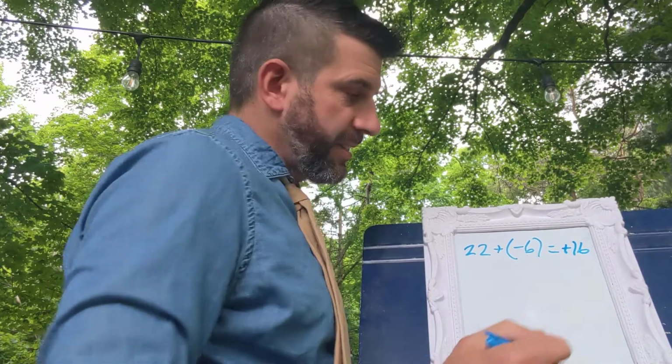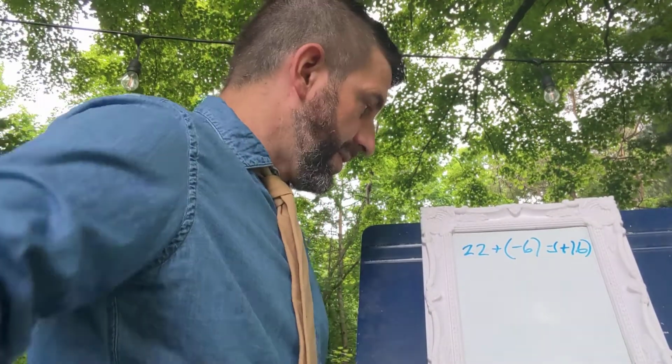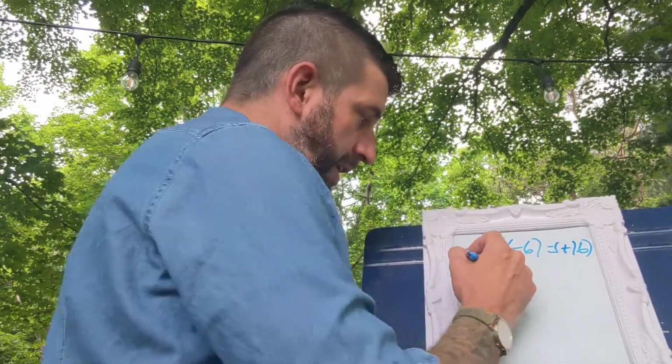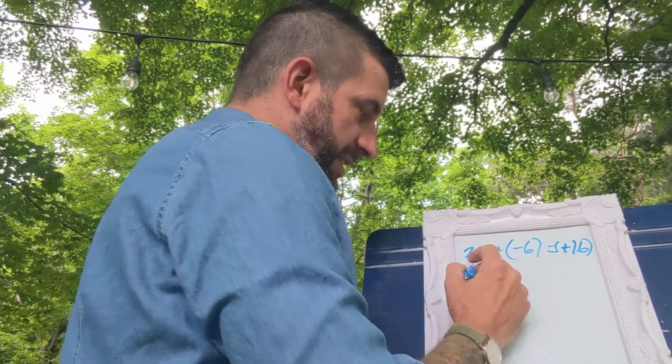Again, you don't need to write plus 16. You don't need to put brackets. You can just say 16 because that is the number. But I wrote it like that, that's just how I wrote it. Okay, so now an equation. That's an equation up there too. This is balanced, right? 22 plus minus 6 is the same as plus 16.